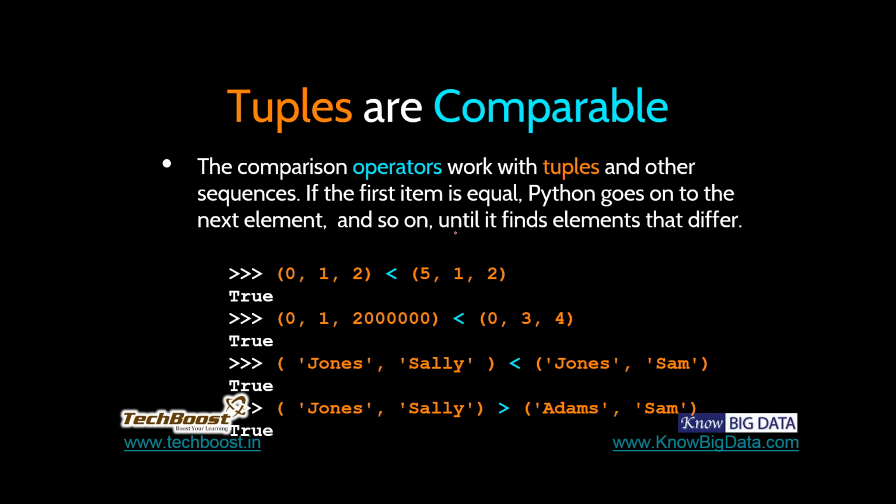So for example, what does this sentence say? When you're comparing two tuples together, this is number one, this is number two. When you're comparing these two tuples using the comparison operator, 0 is compared to 5, and since 0 is less than 5, this becomes true. If you remember, the comparison operators always return a Boolean, that is true or false.